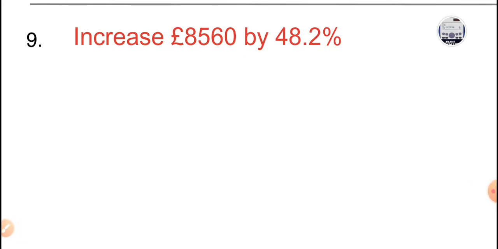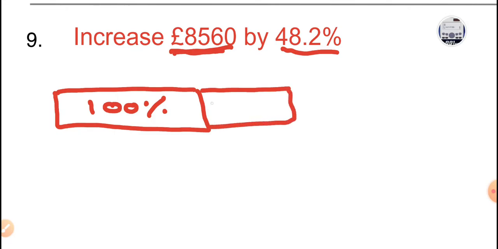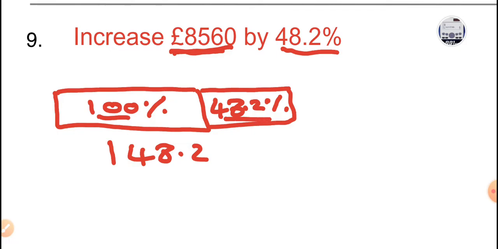In this question, we're going to increase £8,560 by 48.2%. So the first thing we have to do is identify what our decimal multiplier is. Now to do that, you have to realize that this amount here is your 100%, and to that, you're going to add another 48.2%. Now that means in total you now have 148.2%.